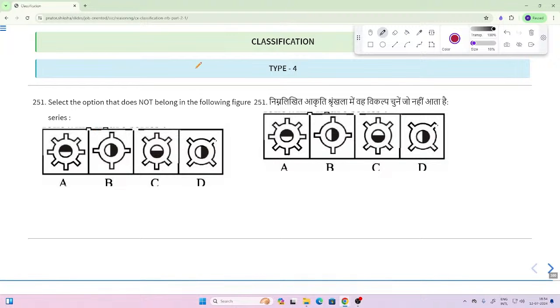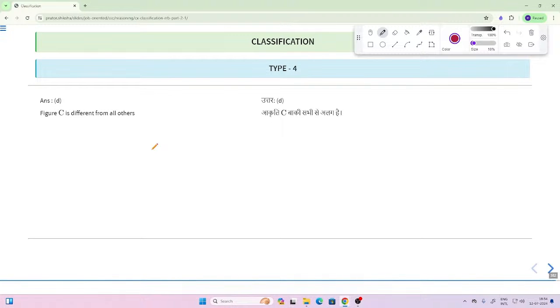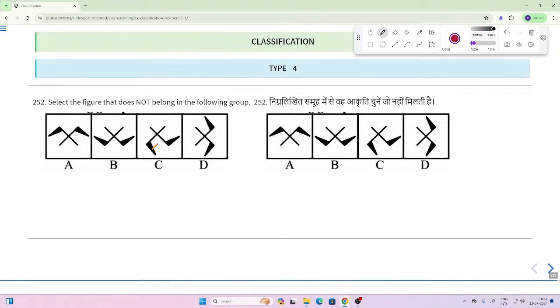Again, here C is the odd one out. Figure C is different from all the others. A, B, C, D consist of 2 flags almost. And you can see A, B, and D all consist of the same shape. While C consists of both flags basically pointing in opposite directions.